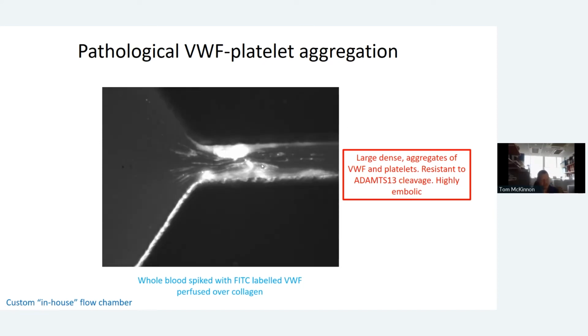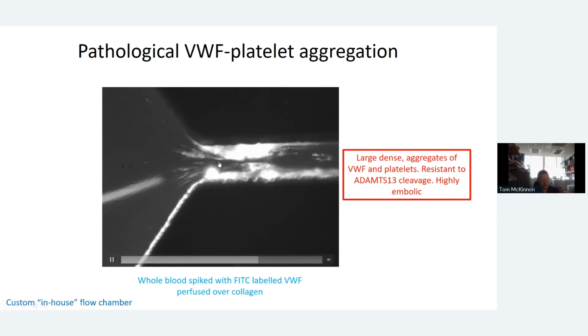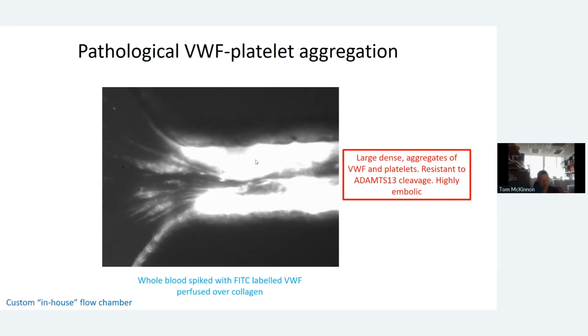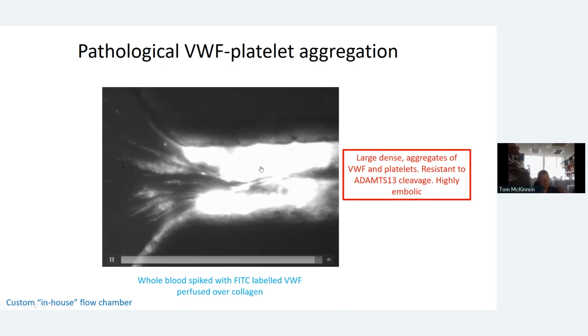And this big sticky mess is highly resistant to ADAMTS13 cleavage. And what you should be able to see in a few seconds is that part of this will also break off. We can either eventually occlude this part of the vessel, or an embolic clump of platelets and VWF will break off. And if you imagine this occurring in vivo, this can become lodged somewhere in the microvasculature.